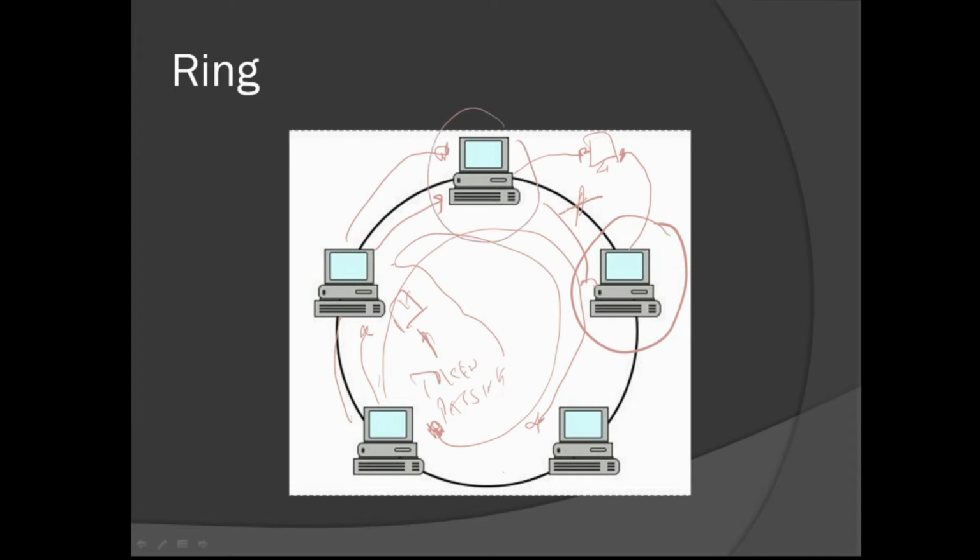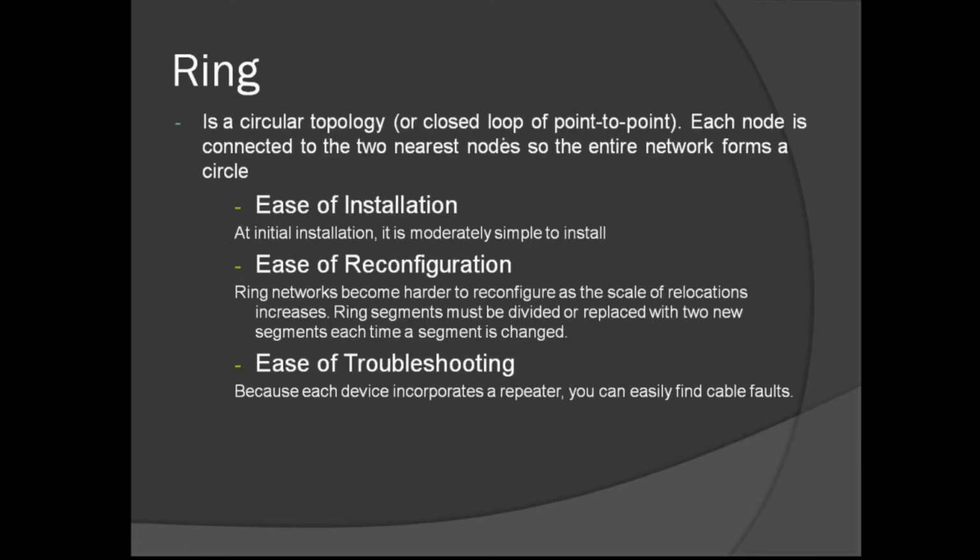If you disconnect this one and the network still has the problem, so basically, hindi ito yung naging cause of problem. So, disconnect this one again, and again, until you detect what causes the problem to the network. So, in terms of ease of troubleshooting, you can easily find faults in a ring topology.